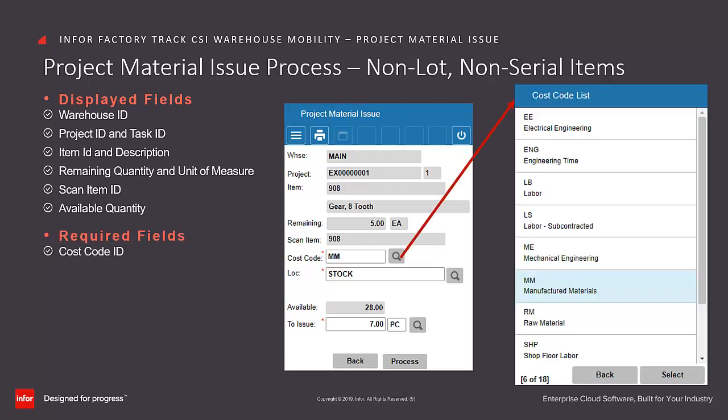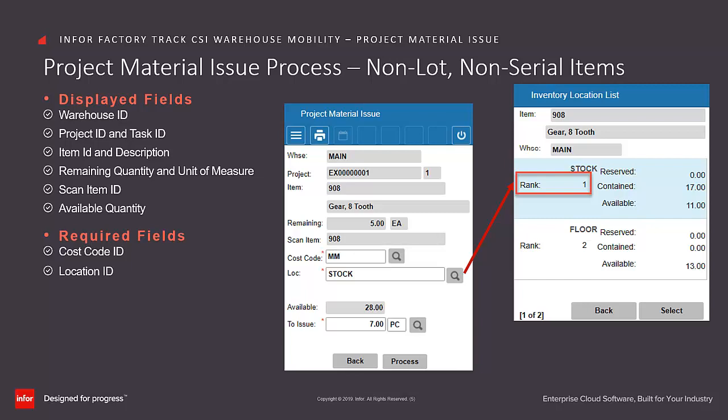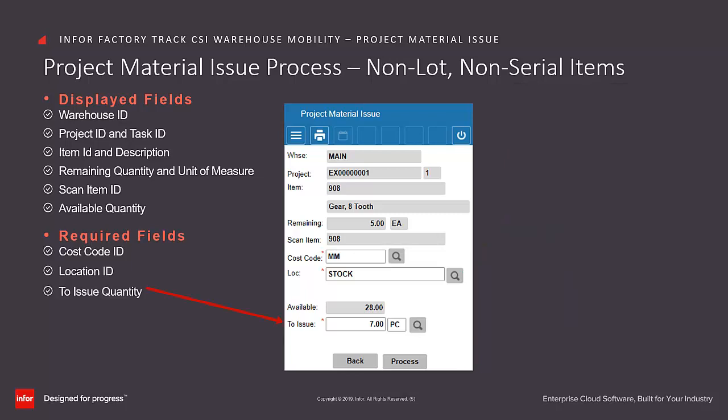We then enter, scan or search and select the cost code to be applied to the project material issue transaction. We enter, scan or search and select the location ID from where you would like to issue the material. Factory Track defaults this value based on the item's location ranking. And we enter the to issue quantity. Factory Track errors if the entered quantity exceeds the remaining quantity unless the Allow Over Issue option is selected on the transaction set maintenance form.